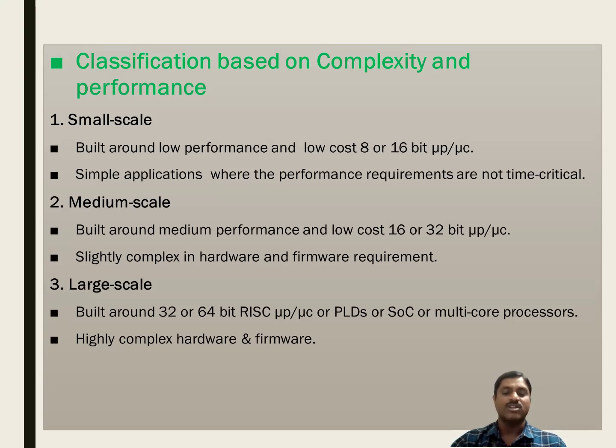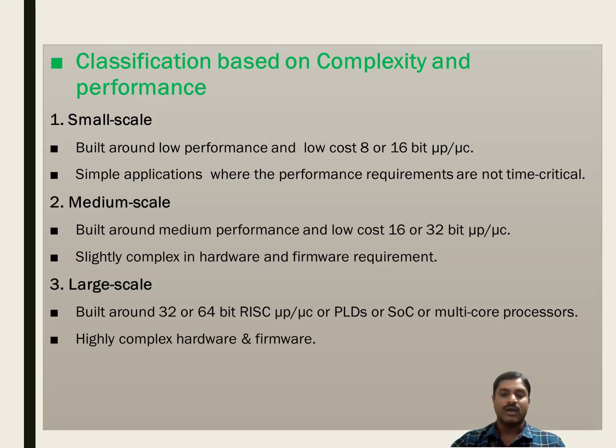Coming to the third one, large scale embedded systems. These systems are built around high performance 32 or 16-bit RISC processors and controllers, and we are using multi-core processors and PLDs. It requires complex hardware and software. These systems may contain multiple processors or controllers and coprocessor units or hardware accelerators for offloading the processing requirements from the main processor. It contains an RTOS for scheduling, prioritizing, and management.